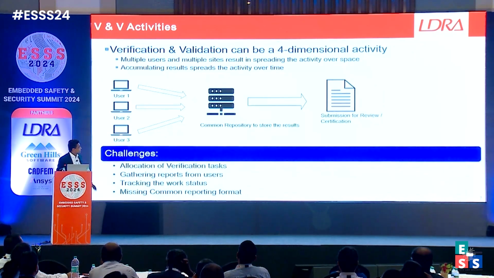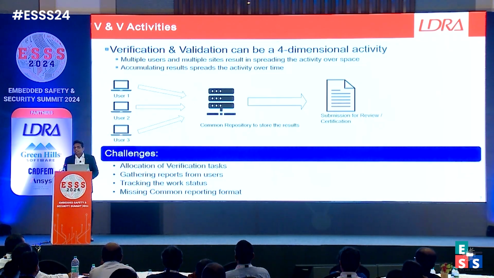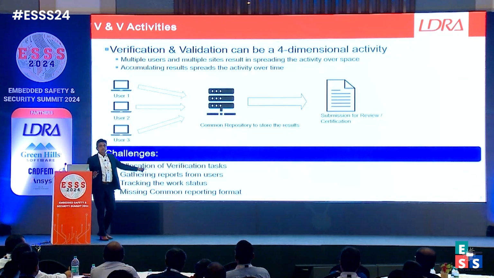But the challenges associated with V&V activities: the allocation of verification tasks, because we have multiple team members, some people work on different time slots, some people work on different zones in different cities, right? How do we allocate all the verification activities? And how do we gather all these reports from the users? Tracking the work status, so how to monitor it, how to track it, and is there a common reporting format?